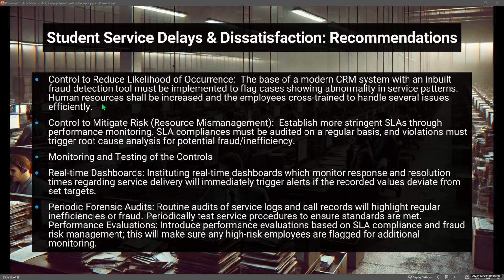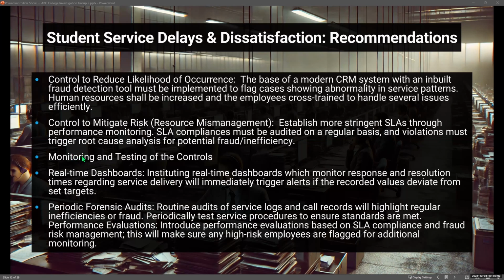Control to mitigate risks with resource management, establish more stringent service level agreements through performance monitoring. SLA compliance must be audited on a regular basis, and violations should trigger root cause analyses for potential fraud or just negligence, inefficiency, lack of training, what have you.